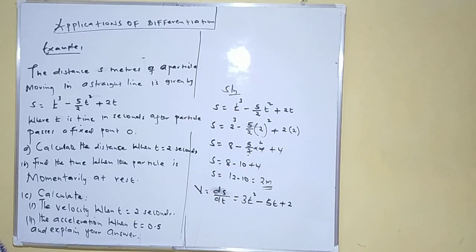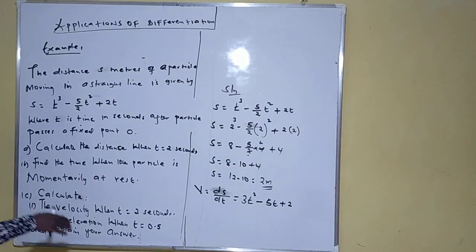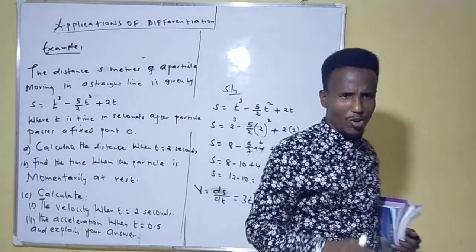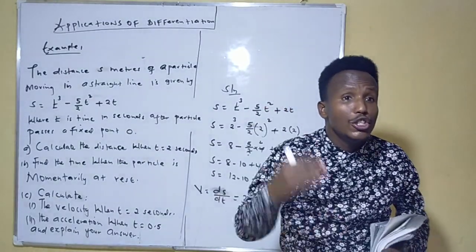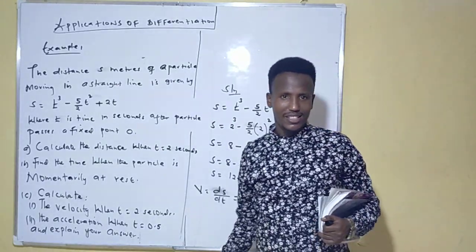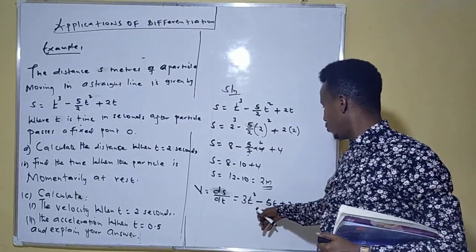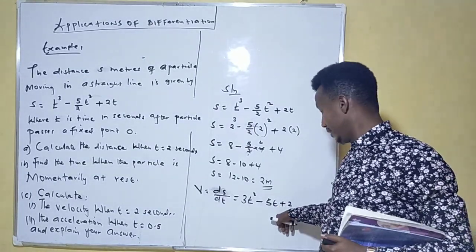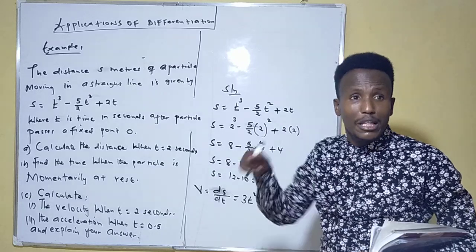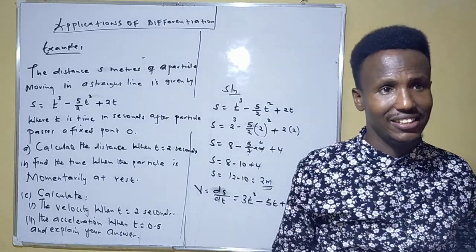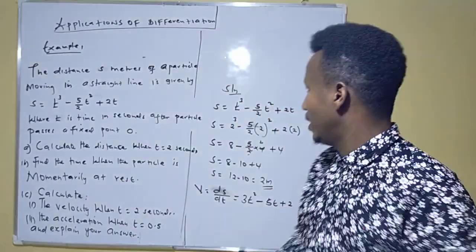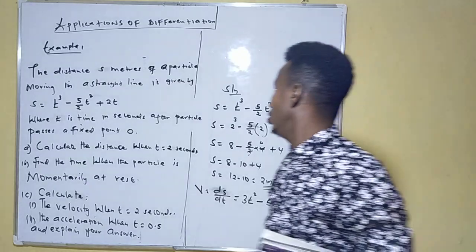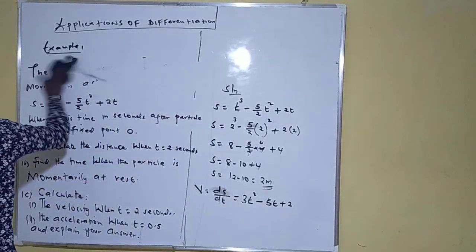But they said find the time when the particle is momentarily at rest. That means when velocity is 0. Just understand. So what are we going to do? This is our velocity. We will equate it to 0 to get the value of t when the particle is at rest or the object is at rest. Let me have for us the first part. So far you have the question. Make sure you write the question first so that you go with me. Let me write this part.